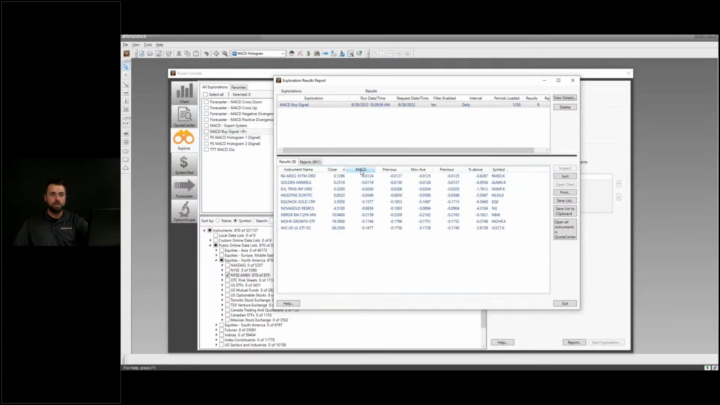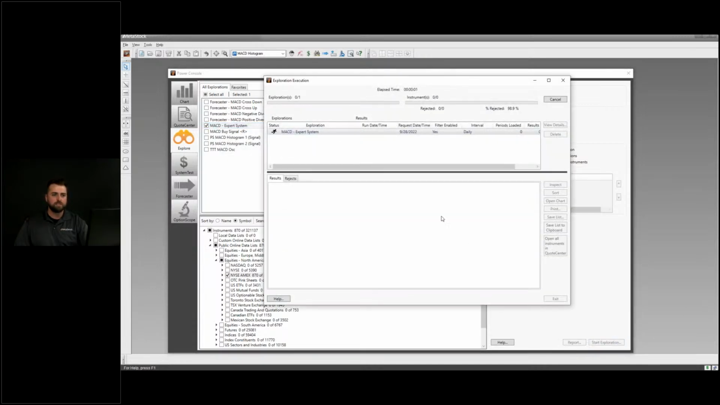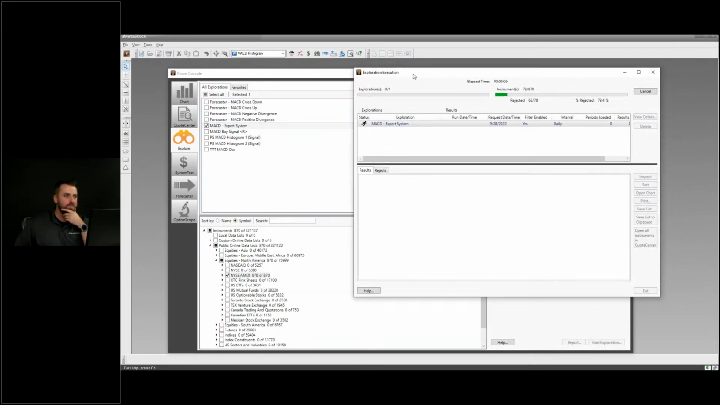It's showing the close. It's showing what the MACD is at, what it was at previously. It's showing also moving average information here and what percent above or below it is from that. But also there's the MACD expert system. This one's a little bit different. So this will show buy and sell signals, plus a little bit of additional information. Let's go ahead and run this scan as well, just to show you guys the difference between these two, so you're aware of some of the different types of results you can get in an exploration.